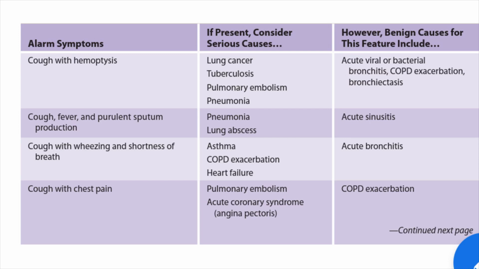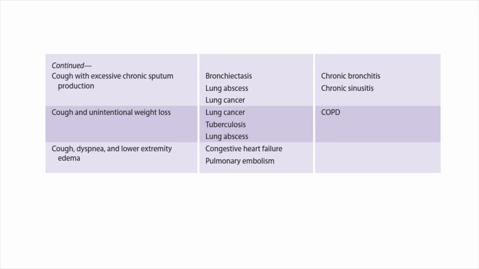While the benign causes include acute sinusitis. Cough with wheezing and shortness of breath, consider asthma, COPD exacerbation, and heart failure, which are the serious causes, while the benign causes are acute bronchitis. In case of cough with chest pain, the serious causes are pulmonary embolism, acute coronary syndrome, that is angina pectoris, and the benign causes are COPD exacerbations.